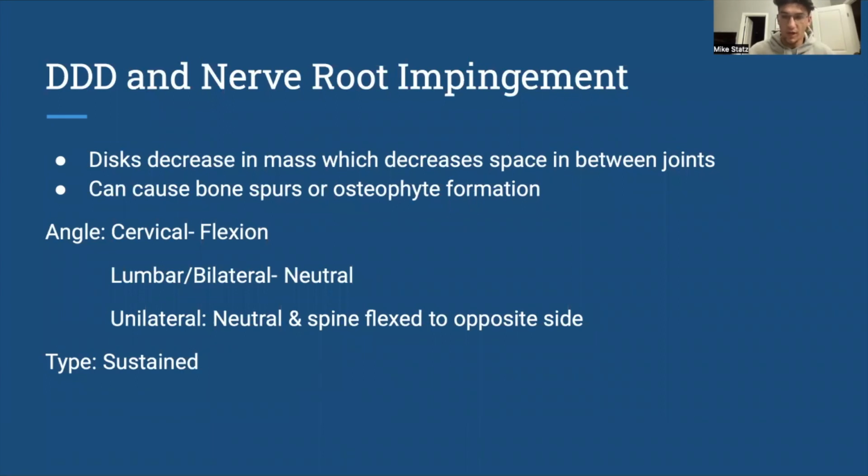And so to try and relieve that and to try and open up that space again for us, in cervical pathologies like this, we want to have them in flexion. If it's lumbar or if it's bilateral, we're going to have them in neutral position. And if it's unilateral, we want them to be neutral with their spine still flexed to the opposite side, so that way we can focus on one side or the other. And this is going to be a sustained traction method.